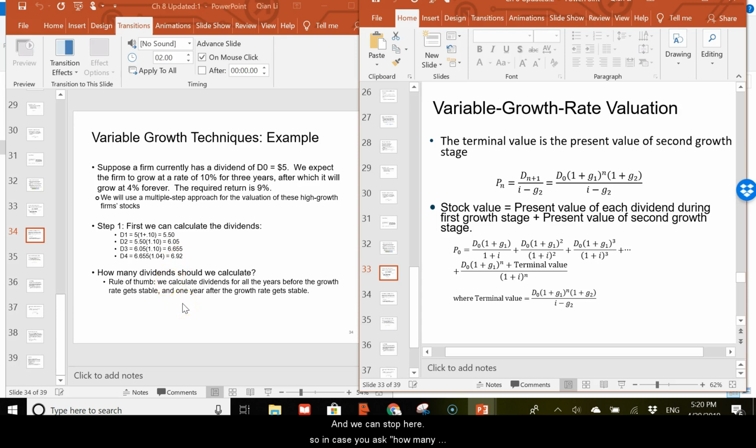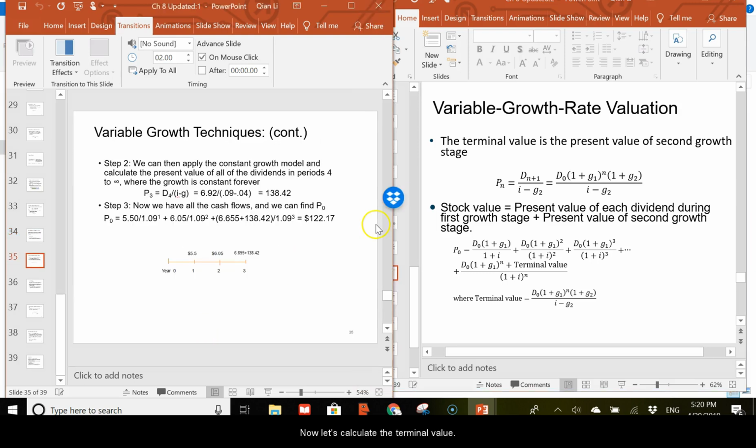So in case you ask, how many dividends should we calculate here? Generally, we calculate all the dividends in stage 1, or say before the growth rate gets stable. In this case, it takes 3 years for the growth rate to slow down to 4%, so we get all the first 3 years, D1, D2, D3. And then 1 year after the growth rate gets stable, so just one more, we get D4, and we do not have to go on and calculate D5 or D6.